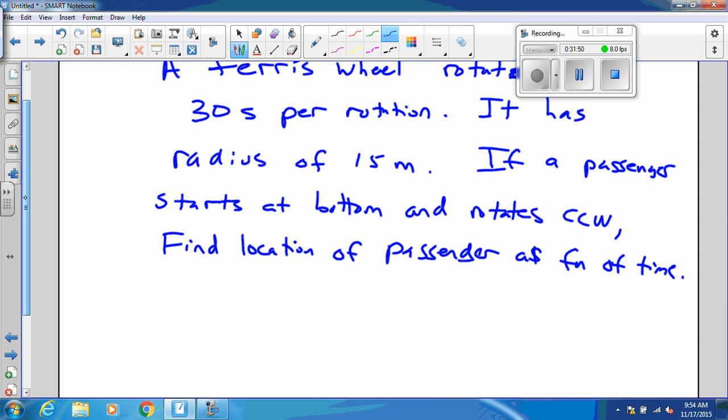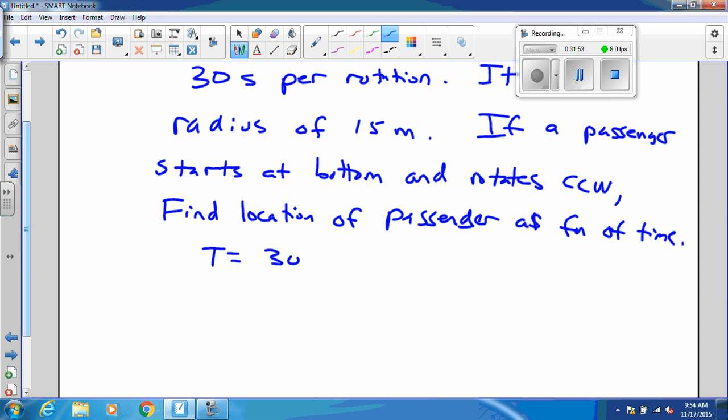Okay, so you should have found that the period is 30 seconds. Yep. And therefore, the omega is going to be 2 pi radians divided by the period, which is going to be pi over 15. That's actually the slightly trickiest part. It takes 2 pi radians to get all the way around the circle, and it takes 1 period to get all the way around the circle, and so your rate is 2 pi radians divided by 1 period.